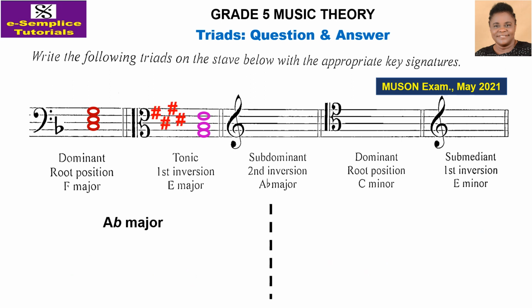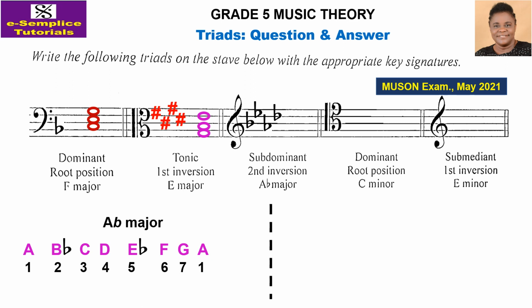Next question is A flat major subdominant triad, second inversion. Let's add the key signature accidentals for A flat major. That's B flat, E flat, A flat, and D flat. Now let's proceed to working it out. These are the notes in A flat major. Add the natural accidentals in the key. That's B flat, E flat, A flat, and D flat.